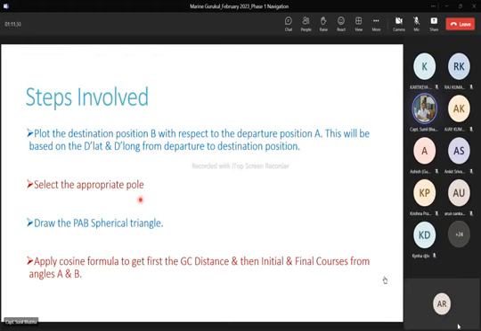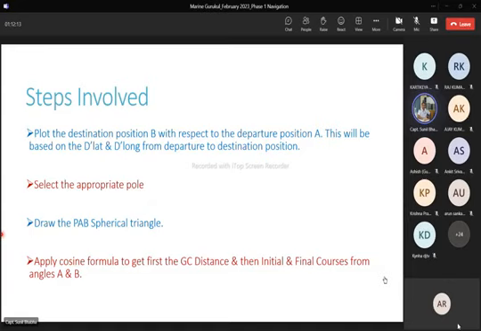triangle. Now, in case the positions are not in the same hemisphere, you are going from one hemisphere to another. In that case, whichever hemisphere has the higher latitude out of the initial and final position, that pole is used for making the PAB triangle. Now, in case the initial and final latitude is exactly same, both are having exactly same value, in that case, any pole of your choice can be taken.